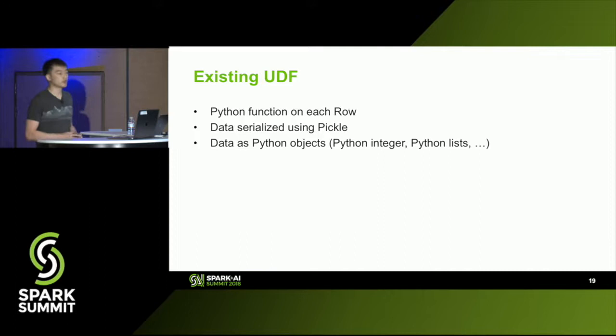Let's take a look at what the existing UDF can do. It's basically a Python function on each row. For data serialization, the data is serialized from Java to Python and back and forth using Pickle, which is just a standard Python serialization protocol. And last, the data is presented as Python objects, for instance, Python integers or Python lists. As I mentioned, these are not really very native Python data structures if you talk about data science. And those objects usually have pretty high overhead and poor performance.